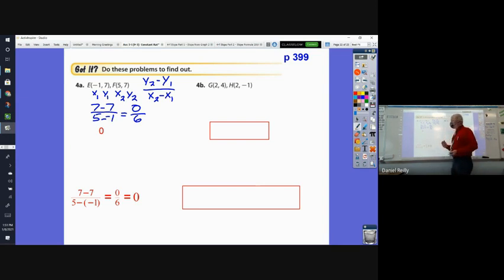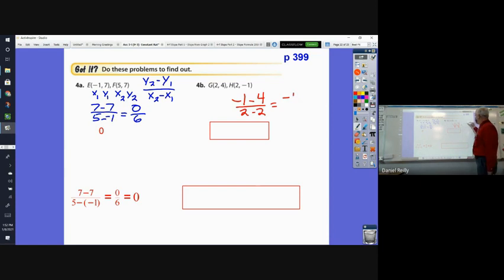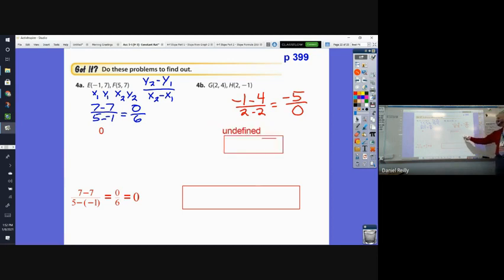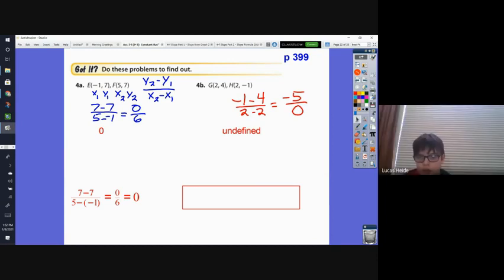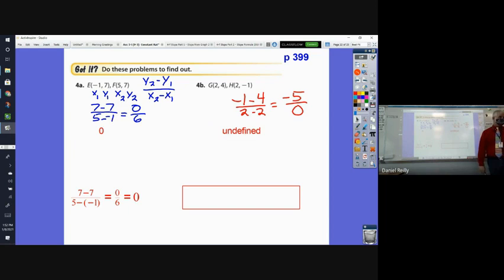Same with the next one. This one, though, the x coordinates are equal. So when I do the formula for this one, 1 minus 4 over 2 minus 2, -5 over 0. You can't divide by 0. So this slope is undefined. So that's the introduction to slope and the slope formula.